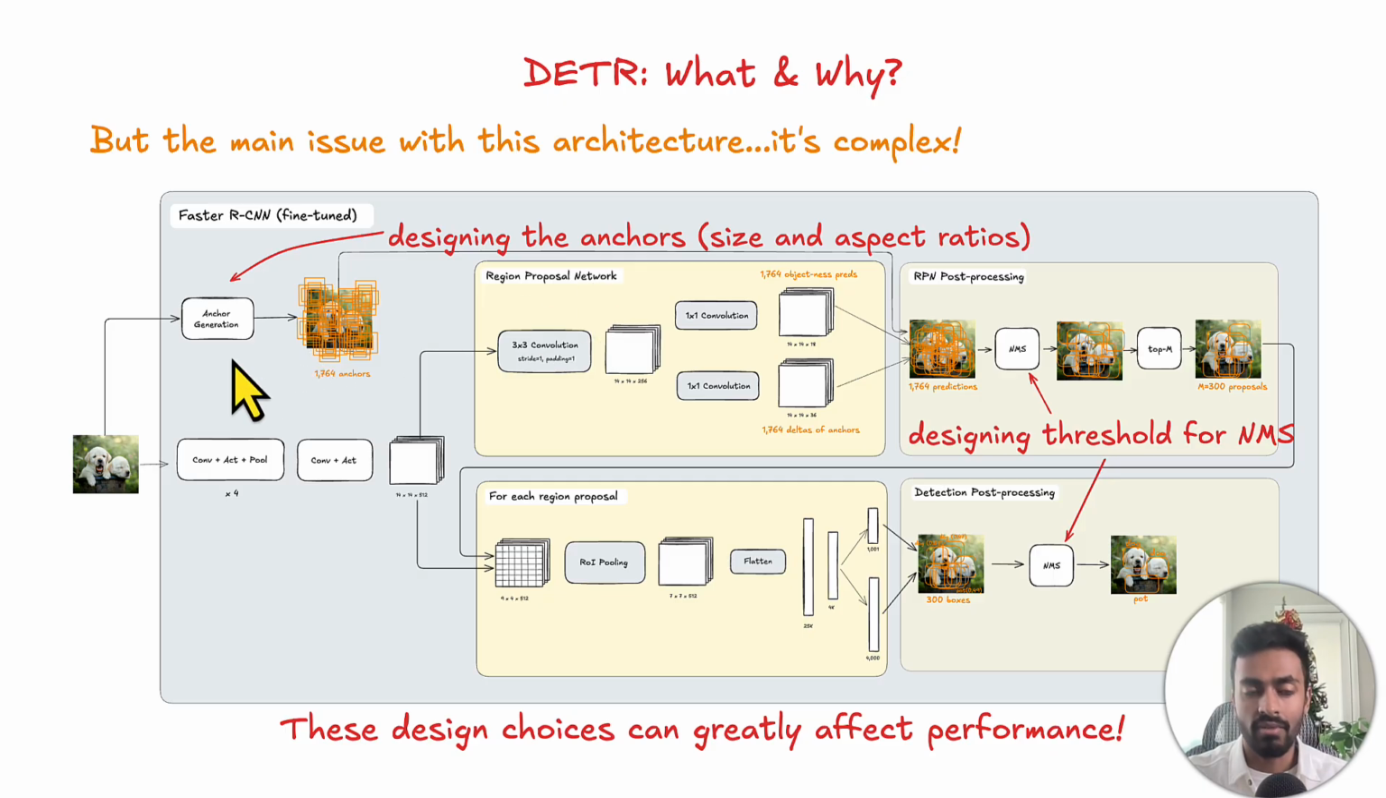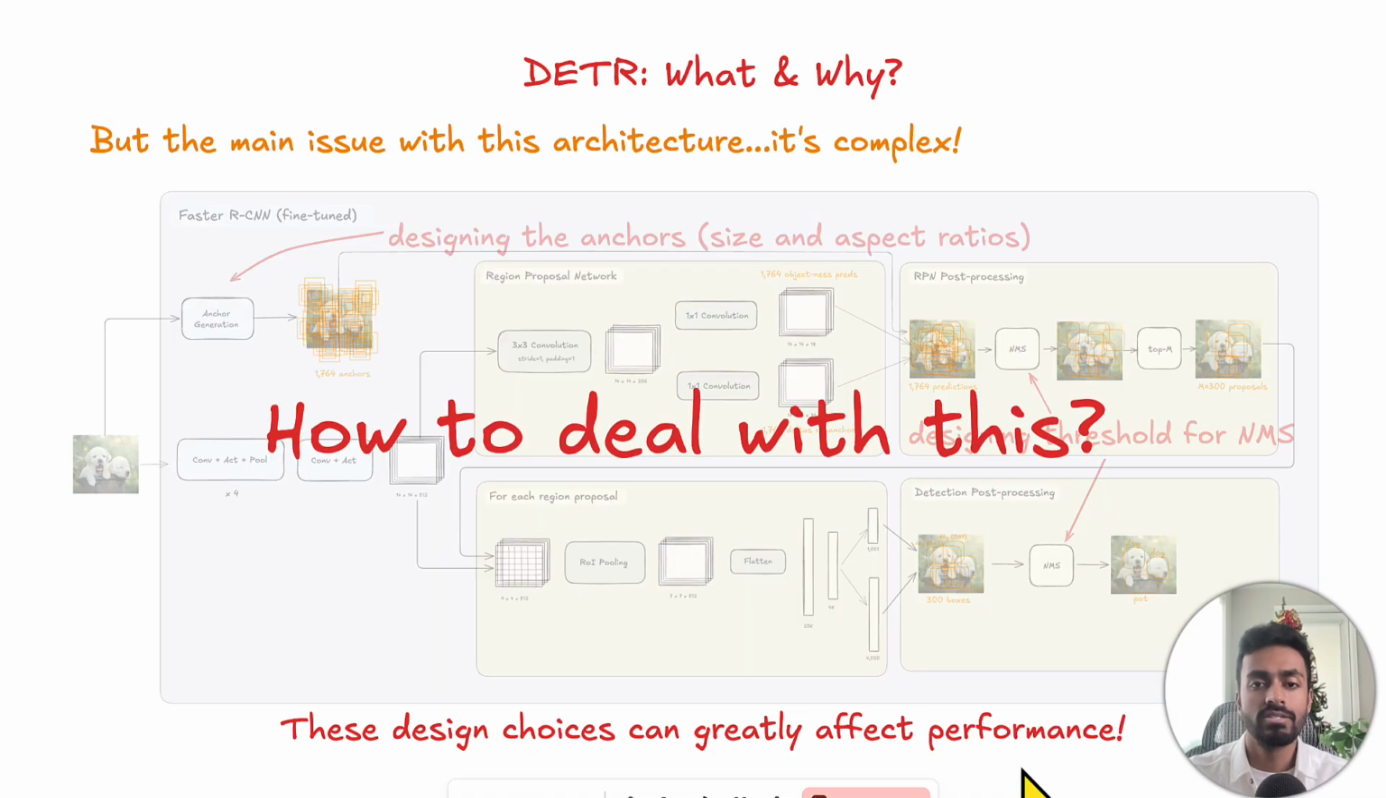For example, we would have to design anchors by hand, which involves determining what the size and aspect ratios of the prior boxes should be. And then there's also a bunch of post-processing, particularly non-maximum suppression. This requires us to determine a threshold: if two bounding boxes are overlapping, when should we remove them? At what threshold? And these design choices can greatly affect performance. So how do we deal with this?